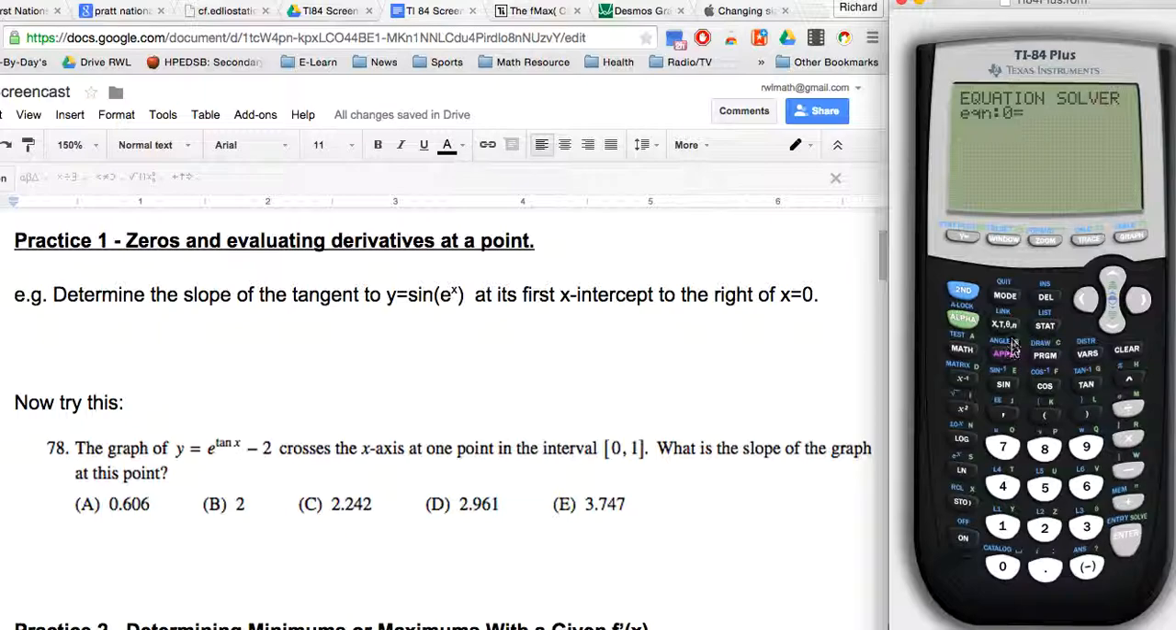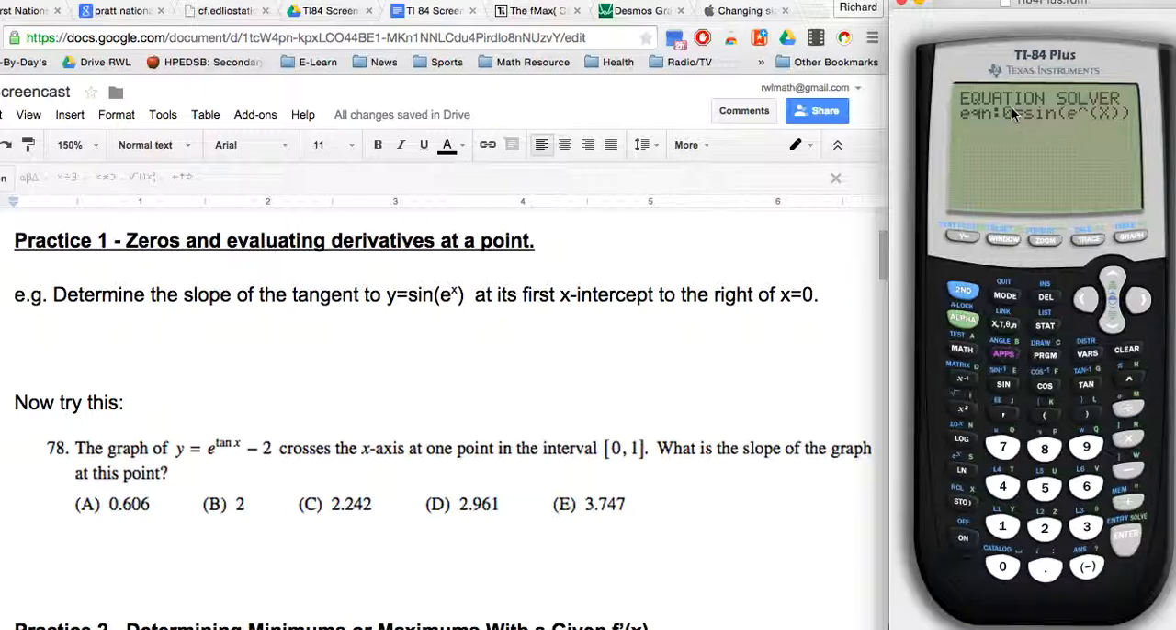sine of second function e to the exponent of x. And notice in the solver, things look a little different. It can't use what's called math print. It uses the classic mode. Okay, so that's our equation.